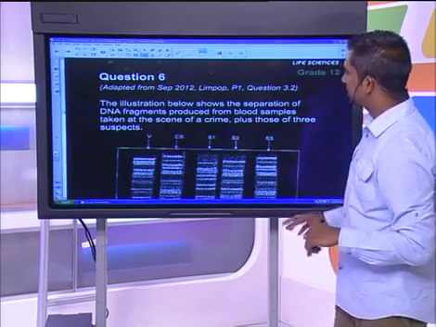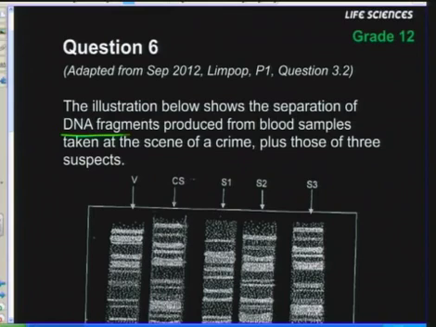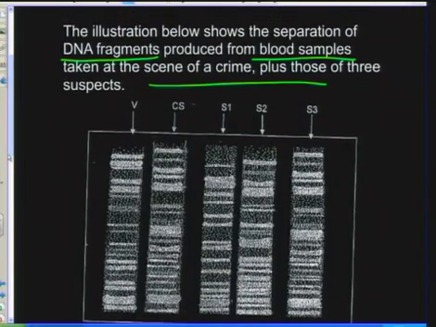In this question, guys, here we're looking at an illustration that shows the separation of DNA fragments produced from blood samples at a scene of a crime. And there were 3 suspects here, guys. So we're going to play forensic investigator, and we're going to determine who the suspect is that committed the crime or that is linked to the crime.